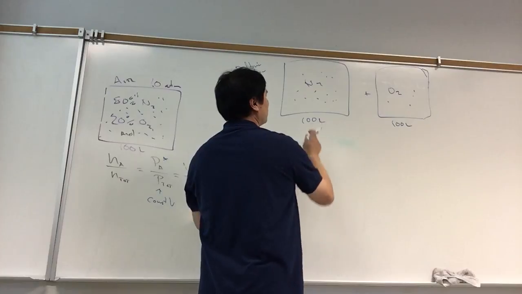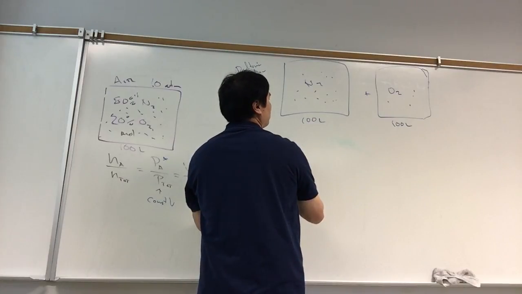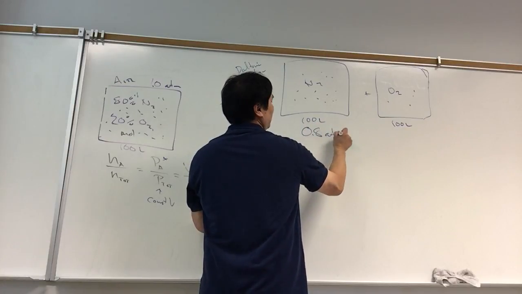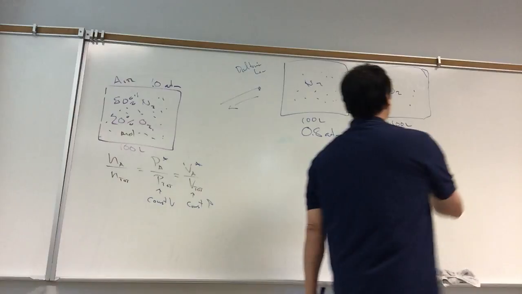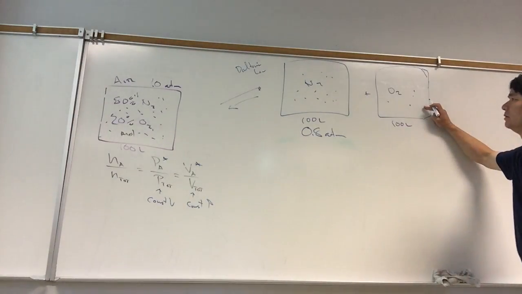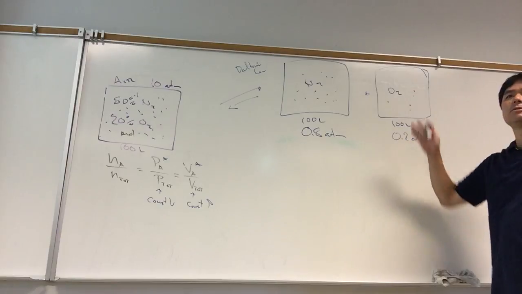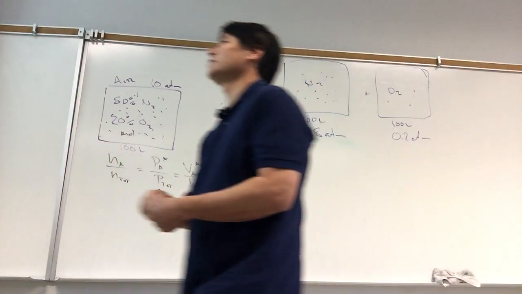so what's going to happen to the pressure here in this box? It's going to go down to 80% of the total, 0.8 atmospheres. And over here, what's the pressure going to drop to? 0.2 atmospheres. I got a big box with 20% of the molecules, so 0.2 atmospheres.